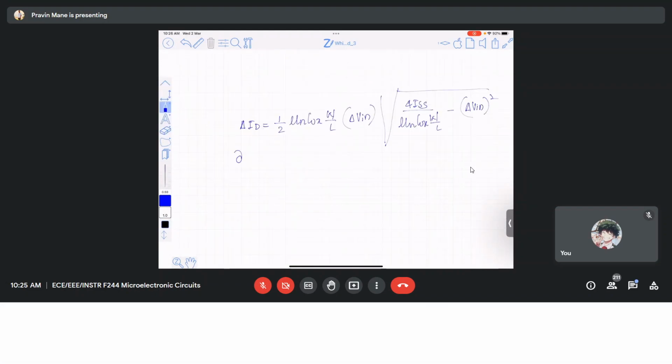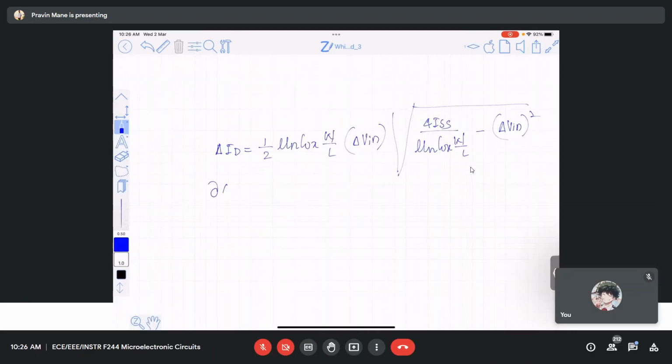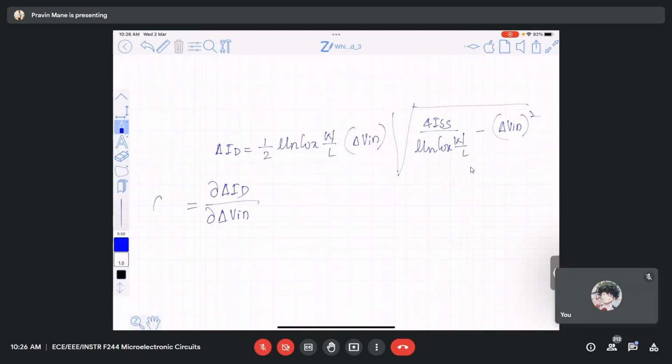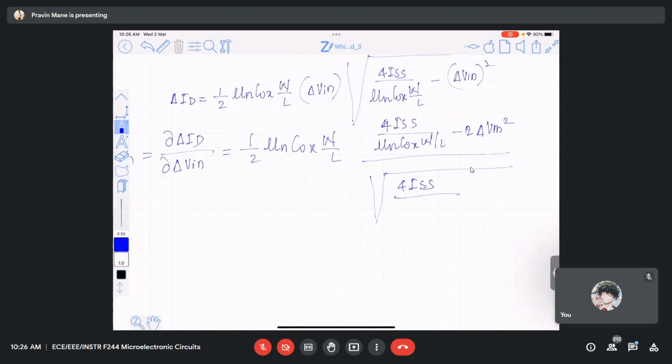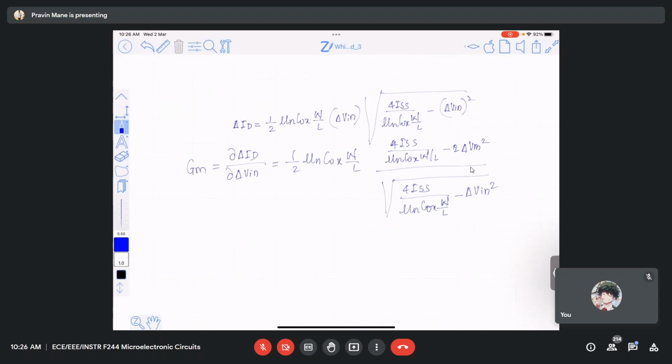So the derivative of delta ID with respect to delta V in, which is capital GM, is half mu n Cox W by L times, if you differentiate it, 4 ISS upon mu n Cox W by L minus 2 delta V in square, divided by square root of 4 ISS upon mu n Cox W by L minus delta V in square. I will be getting this after differentiating. Now you tell me when this will be maximum?